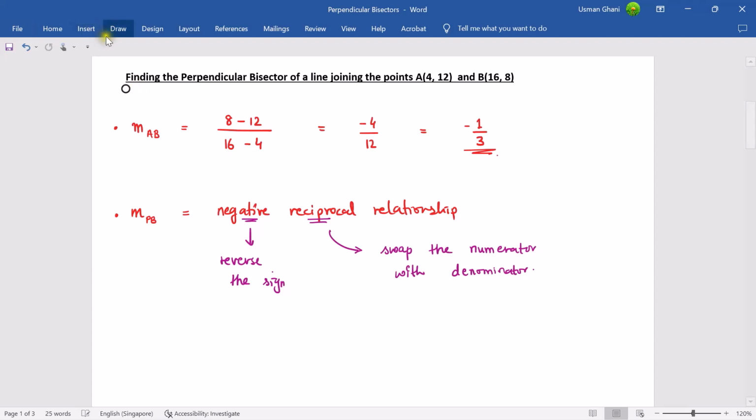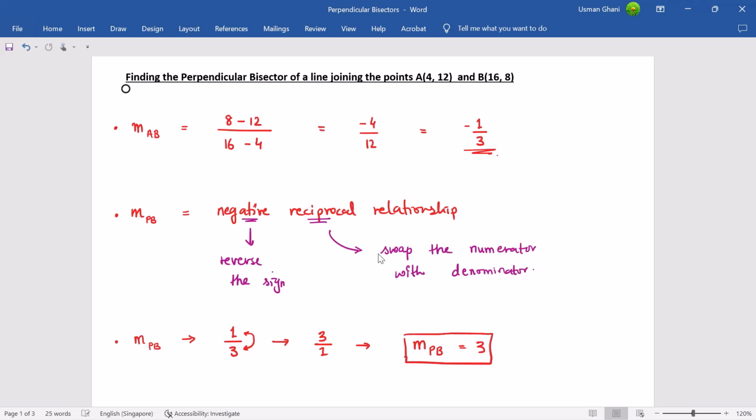So when I apply these rules on the answer -1/3, first of all, I need to convert it to a positive 1/3. So the gradient of the perpendicular bisector is simply going to be, I first of all change the sign, which is going to be a positive 1/3, and then I basically switch these places, so it's going to be 3/1. We all know that 3/1 is basically just 3. So my answer for the gradient of the perpendicular bisector is simply going to be 3.